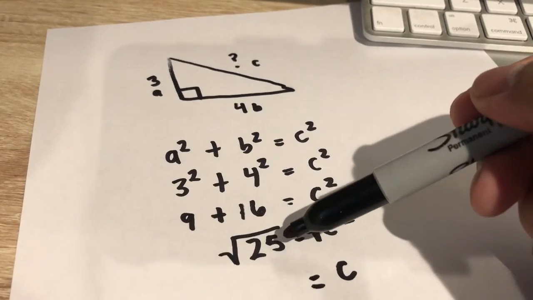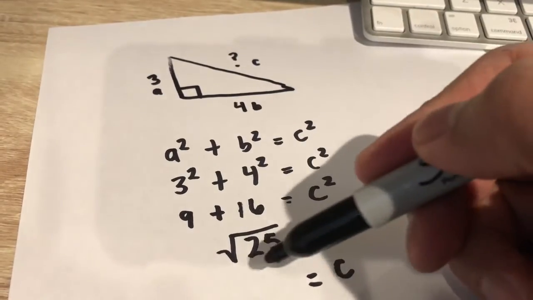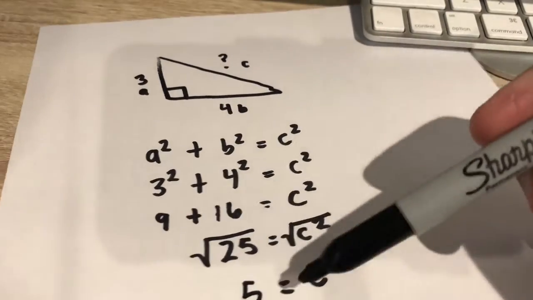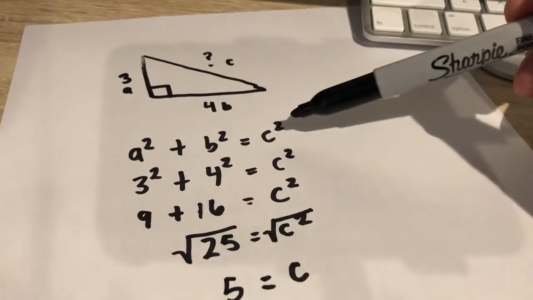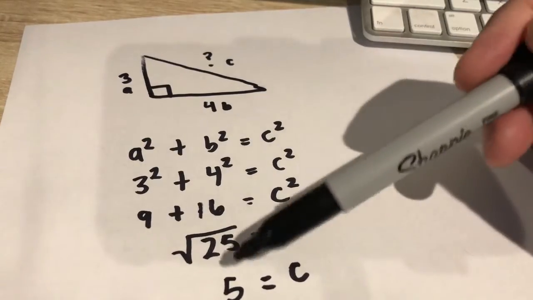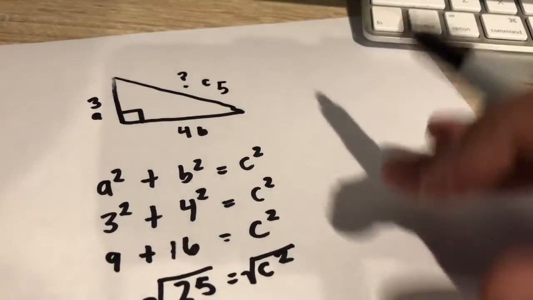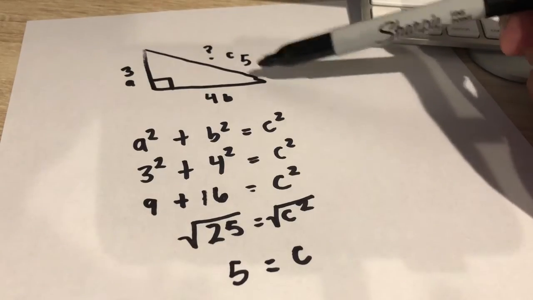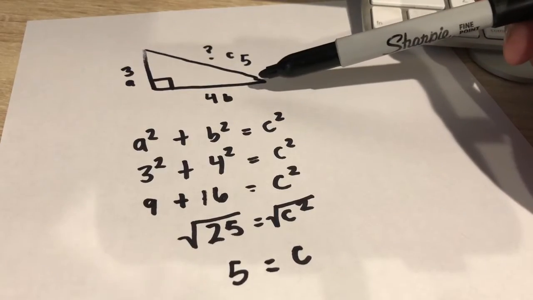Here, you take the square root of 25, and if you remember from earlier in the video, the square root of 25 is going to be 5. So that means we figured out the measure of the unknown side of the triangle using the Pythagorean theorem, to figure out the length of side C. So the length of side C is 5. So again, what the Pythagorean theorem lets you do is figure out the measure of an unknown side of a triangle if you know the other two sides.